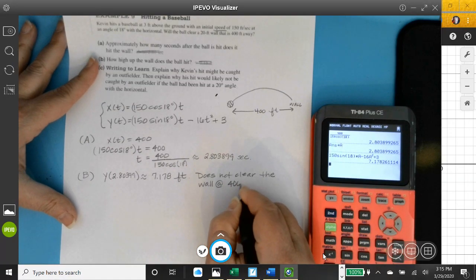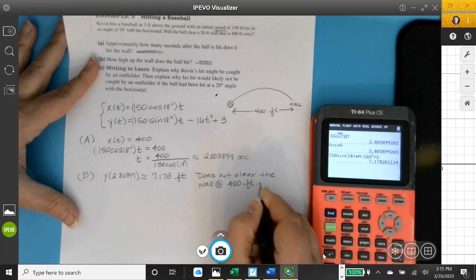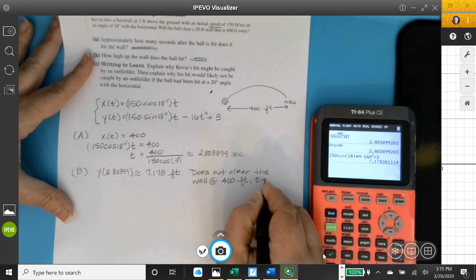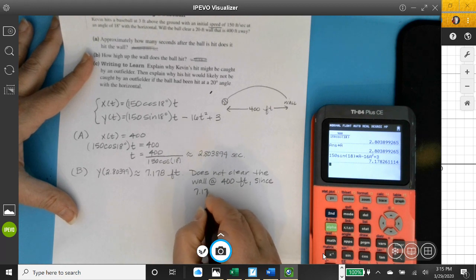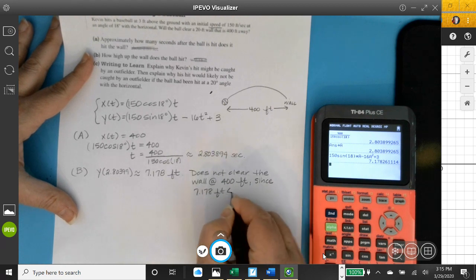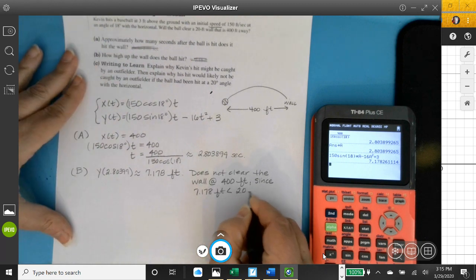At 400 feet. Since, how did we know? Since 7.178 feet is less than the wall, which is 20 feet high.